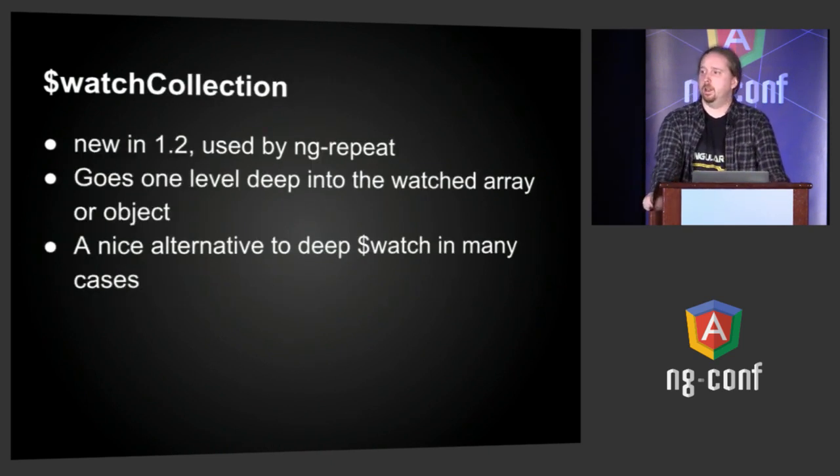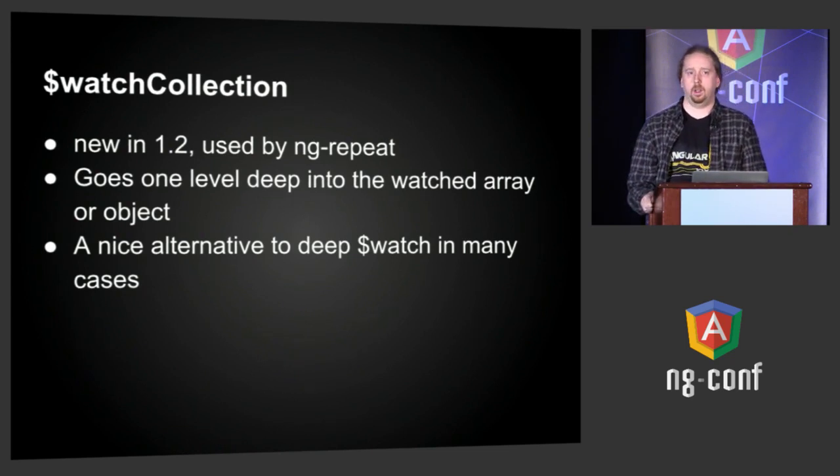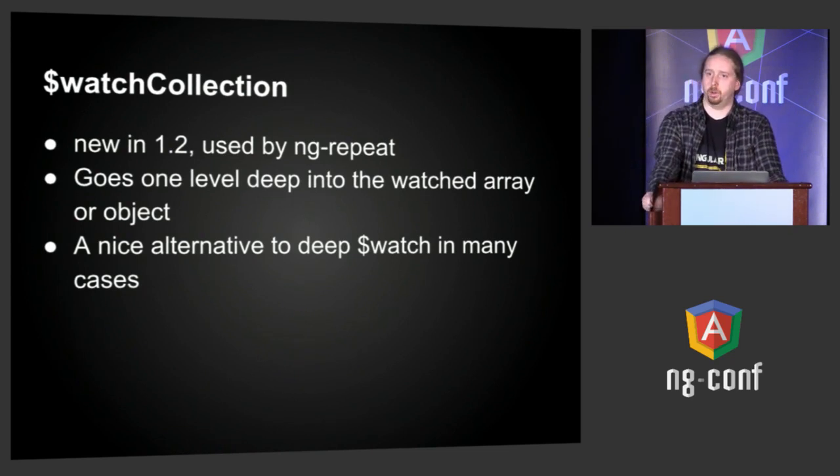So in 1.2, they added a nifty thing called watch collection, which is now used in NG-repeat. And basically, it does a one-level deep traversal for comparing things. It handles an awful lot of the use cases where you might have had to use a deep watch before. So definitely check it out.